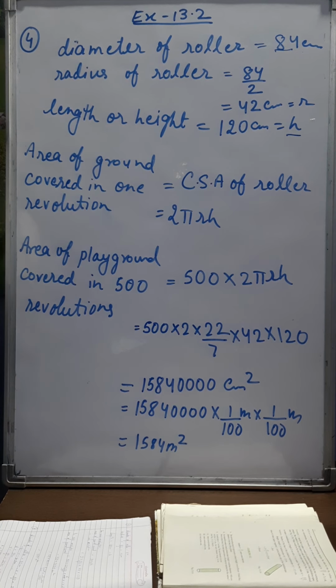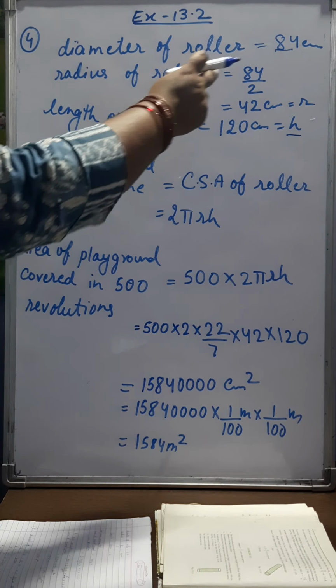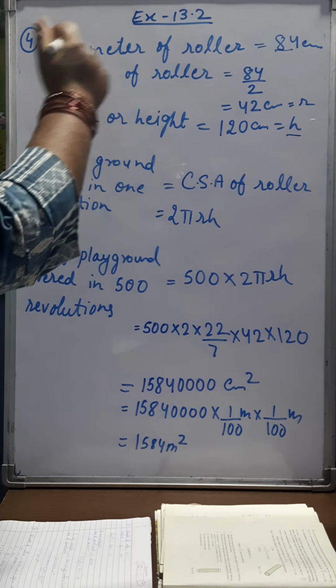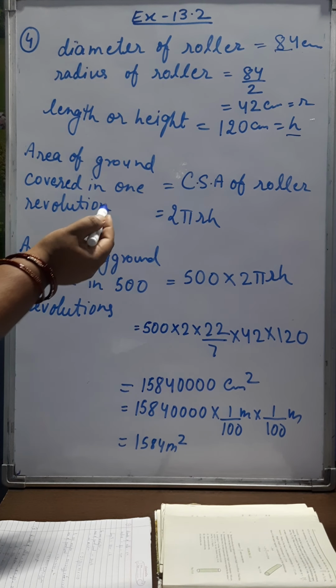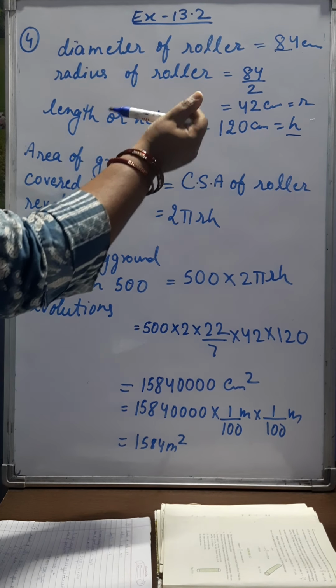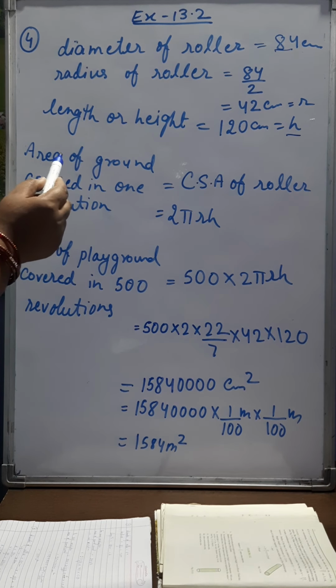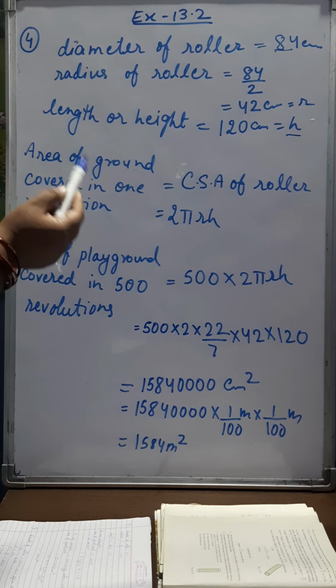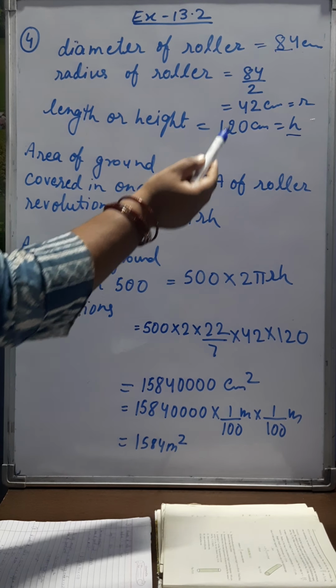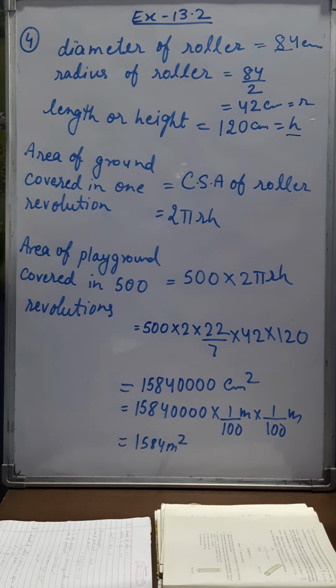So you see here, the diameter of the roller is given to you, it's 84 cm. So first we will have to calculate its radius, which is diameter by 2. So 84 by 2 is 42 cm. Now the length of the roller, which is considered as height also, is given as 120 cm.